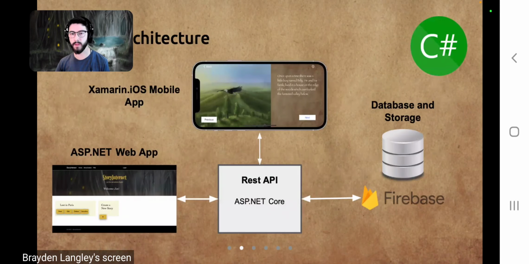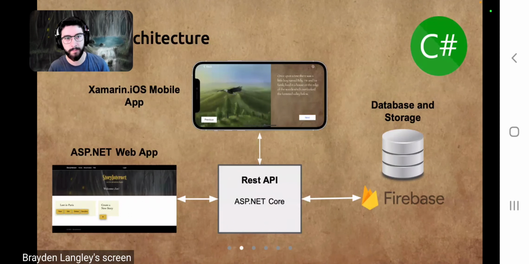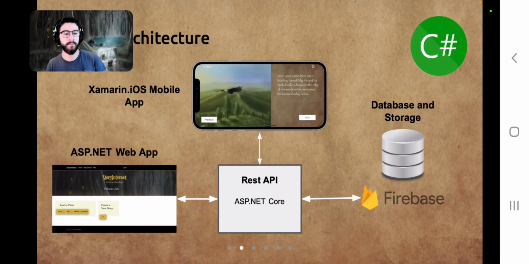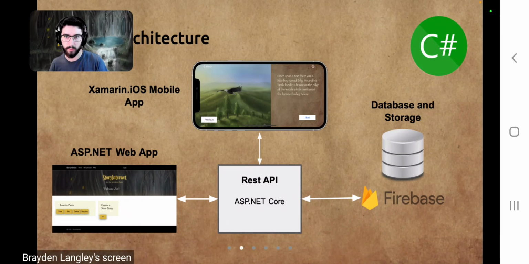So the system is architectured with a few components. The main ones are the mobile app, the web app, and the database, and then a REST API that allows them to communicate with each other. The mobile app currently only supports iOS, but the StoryInteract engine is built using a .NET Standard library. So if I wanted to extend it to Android, it shouldn't be too hard, mainly just the UI.